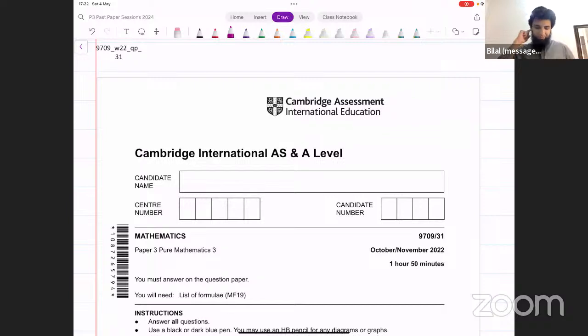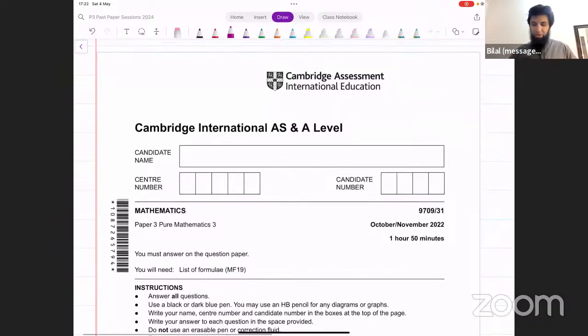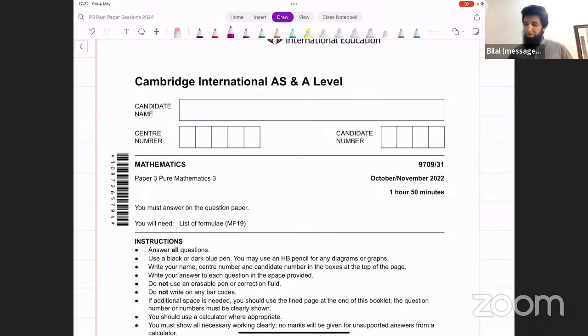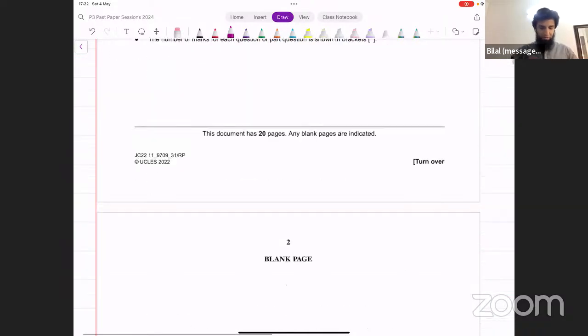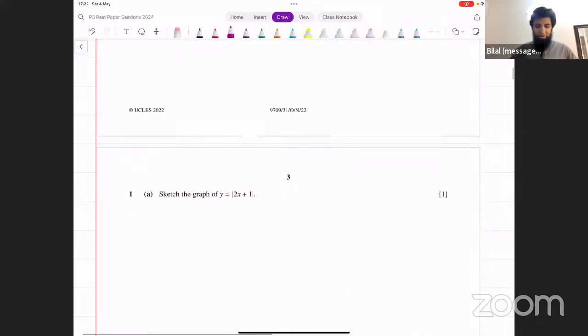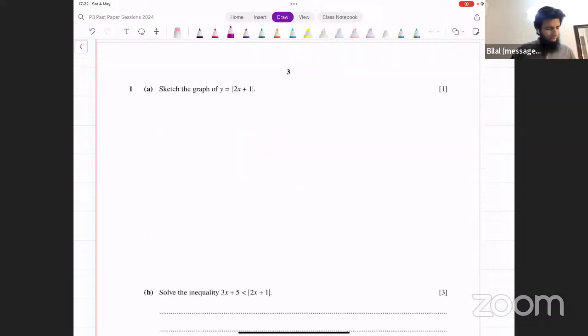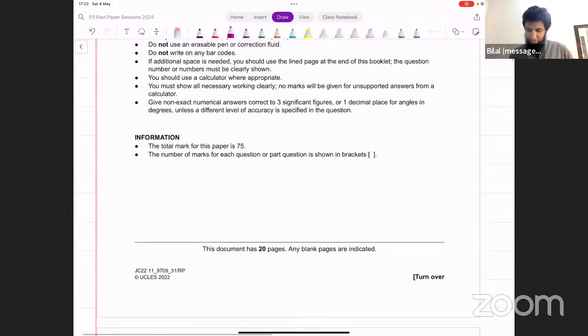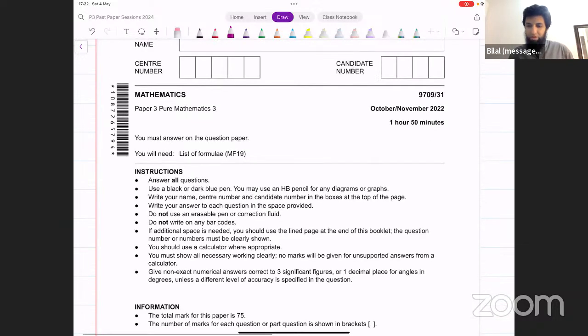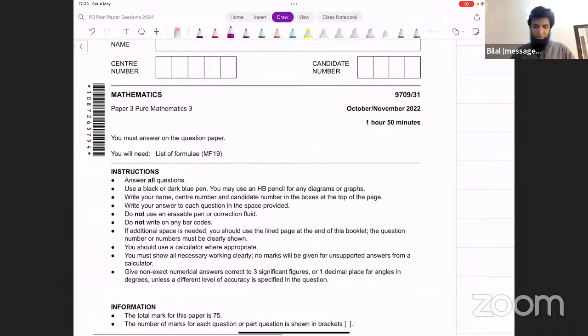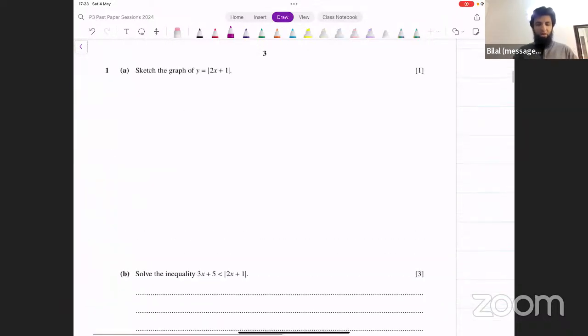So first of all, let me begin with this paper, November 22, paper 3-1. Let's start with this. So the first question that you're asking about is the very first question. Question number one. Paper 3-1, is this the correct paper? November 2022, okay. What's the problem with this modulus question? Okay, so it says sketch the graph of y equals modulus of 2x plus 1.